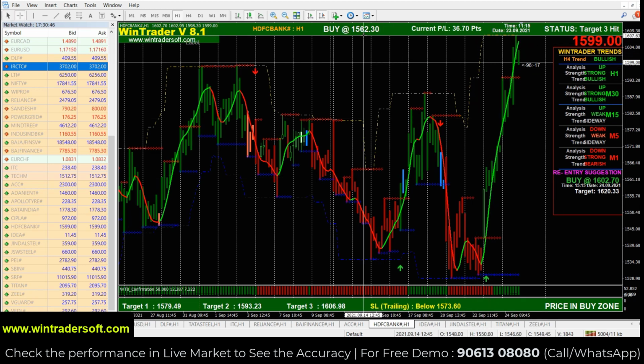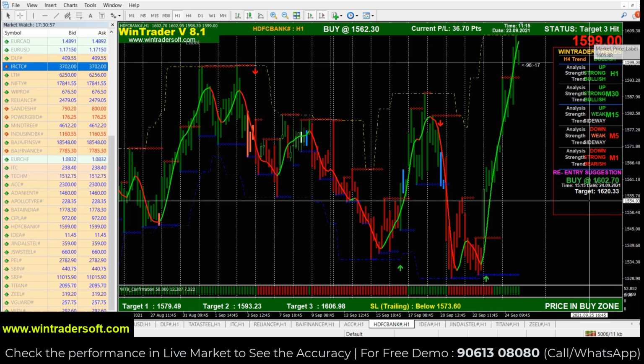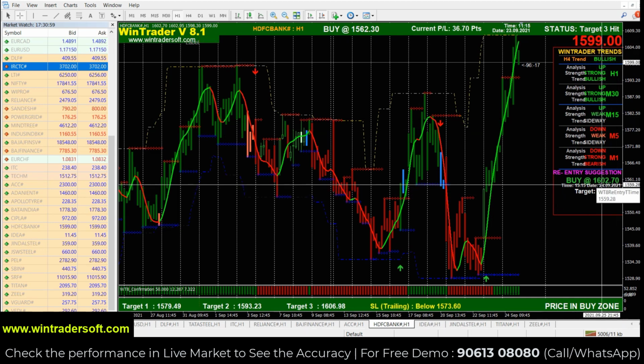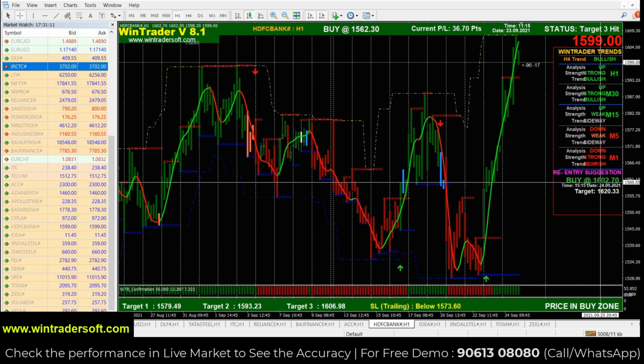The buy signal at 1562 — we get the buy at 1562, and it's 36 points of profit so far. Now it's 1599, the current position. All the targets are achieved, and we get a re-entry suggestion at 1602. If the market comes up to 1602, we can enter re-entry with a target of 1620.